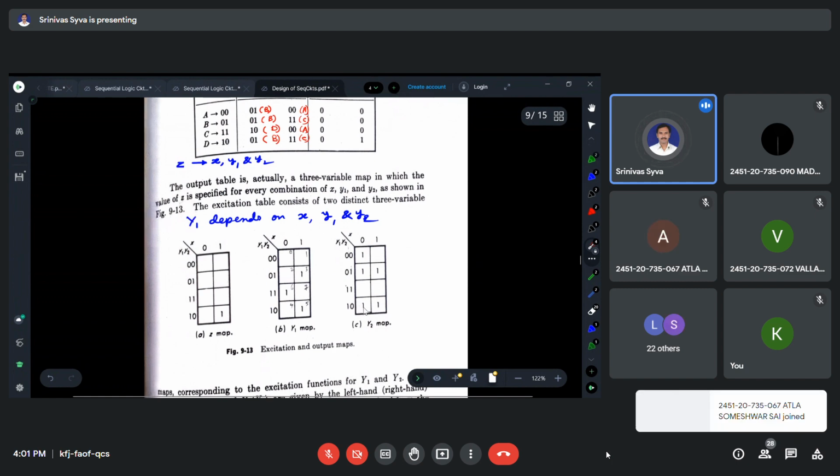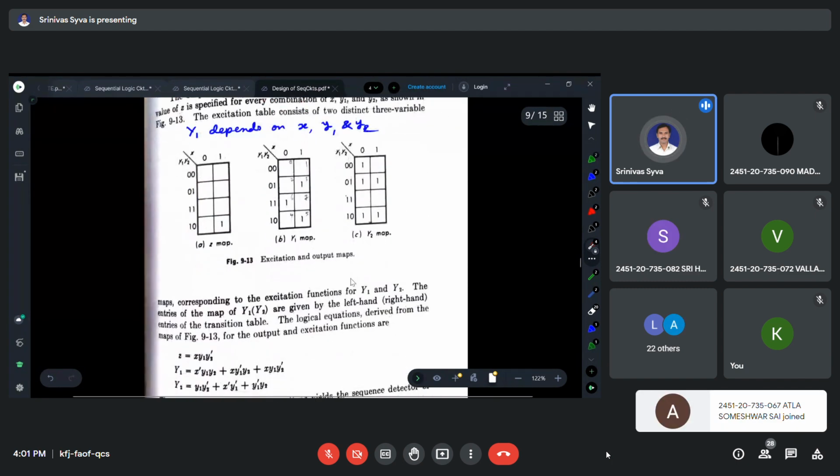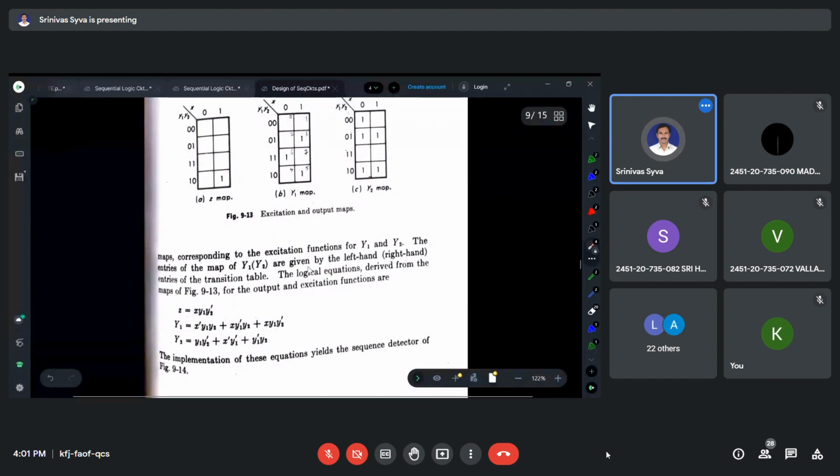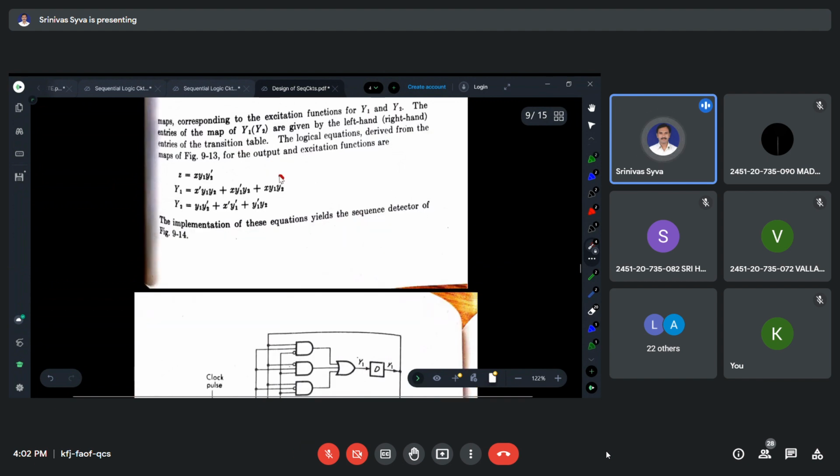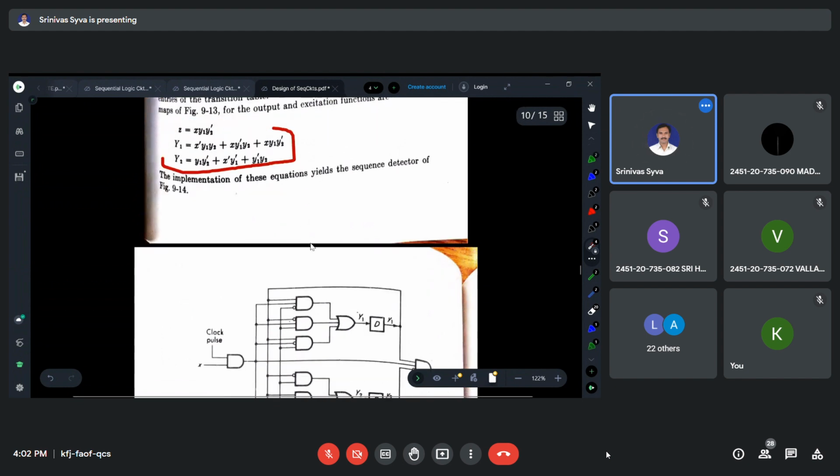Similarly, we can draw Karnaugh map for y2. So from this we will get the Boolean expressions. You know how to simplify this one, right? So with the help of these, called excitation requirements and output functions, okay, right? So based on these three equations, we will draw the hardware circuit.